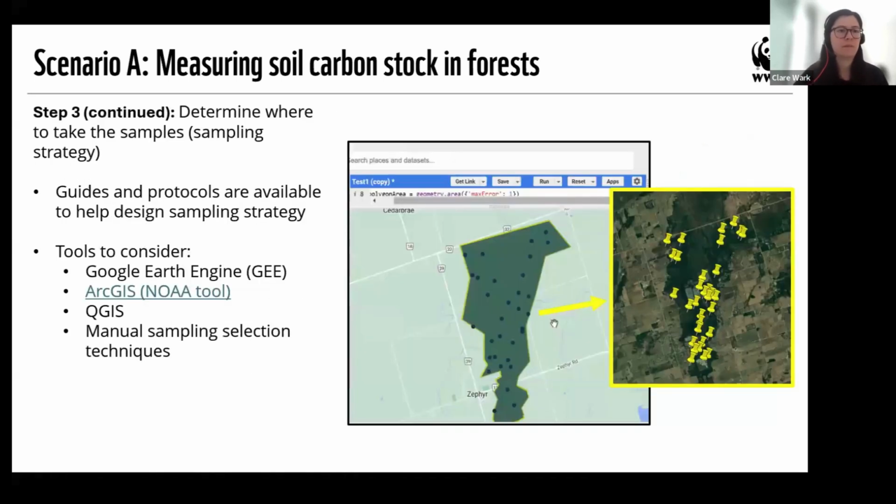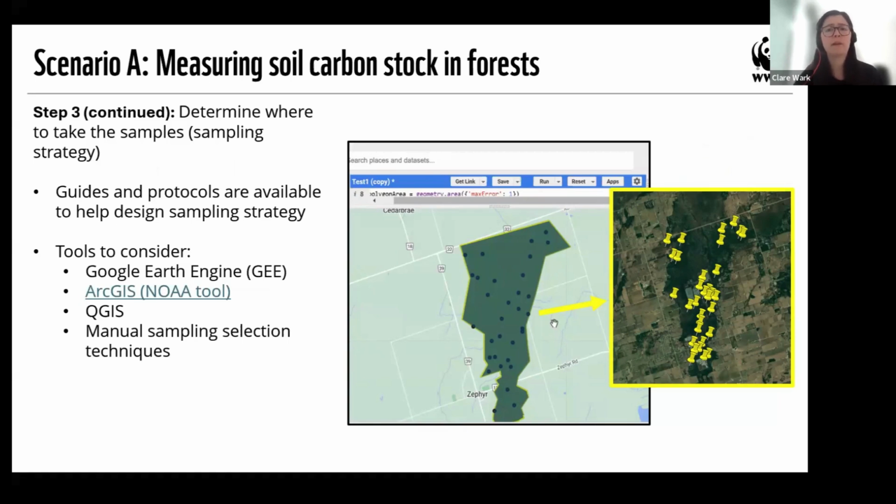Okay, next slide. Perfect. So for more information on sampling strategy, you can refer to the guides in our carbon measurement learning library. In the next month or so, we'll also be sharing a guide specific to sampling design, so you can look out for that.